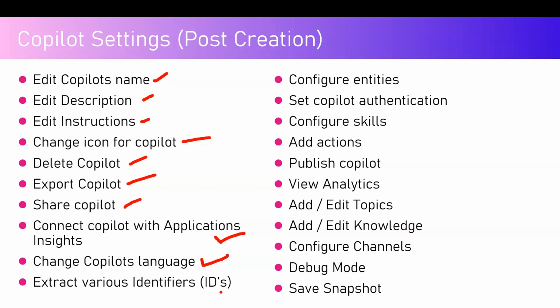You can extract various identifiers like the Copilot ID, app ID, tenant ID, schema ID. So all those things can be extracted using the Copilot settings. You can configure entities. You can configure custom entities. You can set Copilot authentication, configure skills if you want to extend your Copilot. You can add actions, publish the copilot, view analytics.